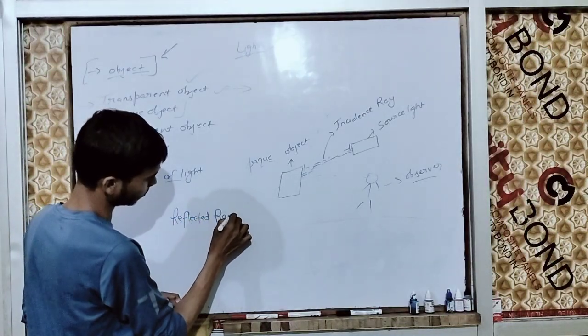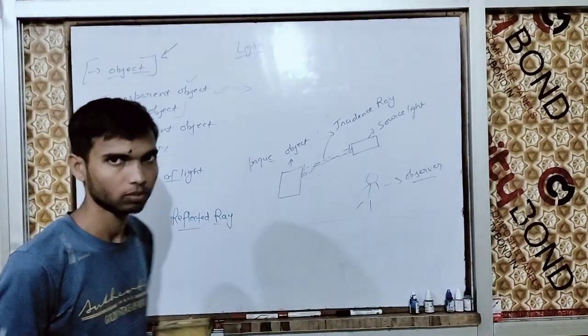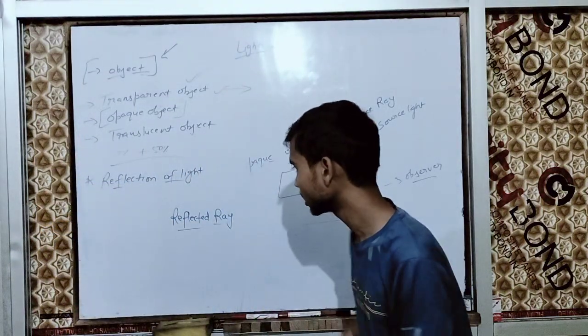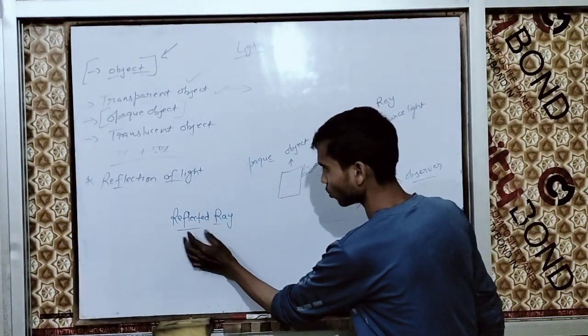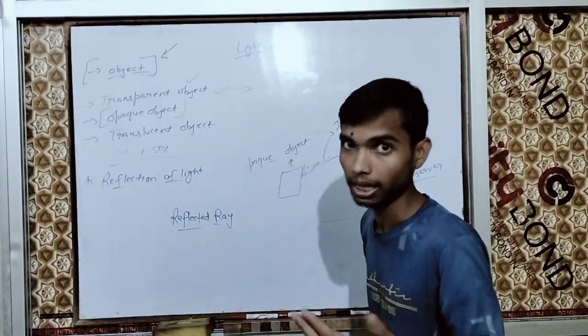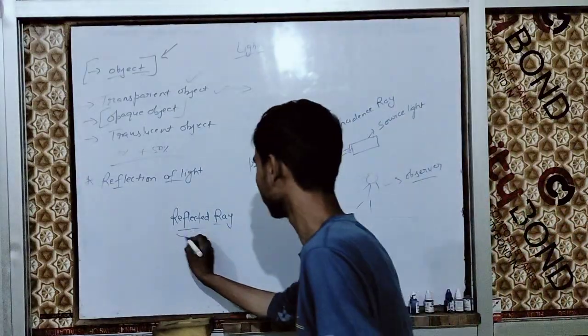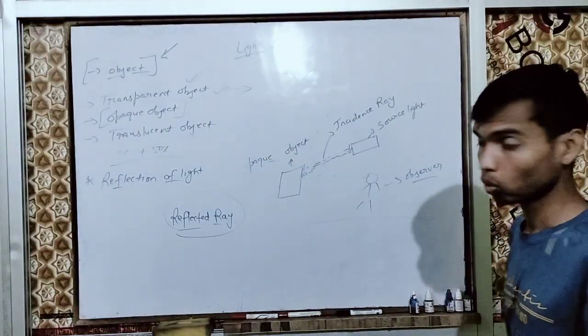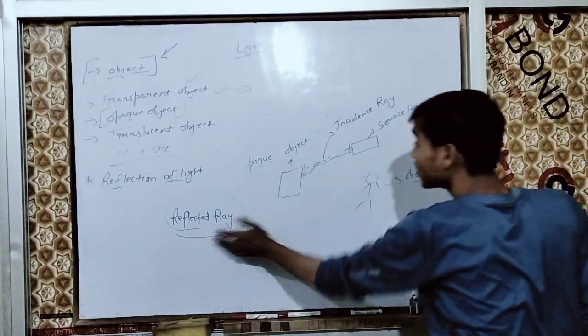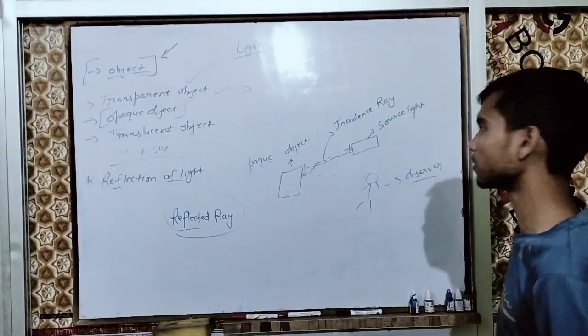Reflected ray. I am saying reflected. It is a ray. There are two words: this one is the first, and the second is ray. That's why it is a ray. Now, where is the reflected ray in this experiment?